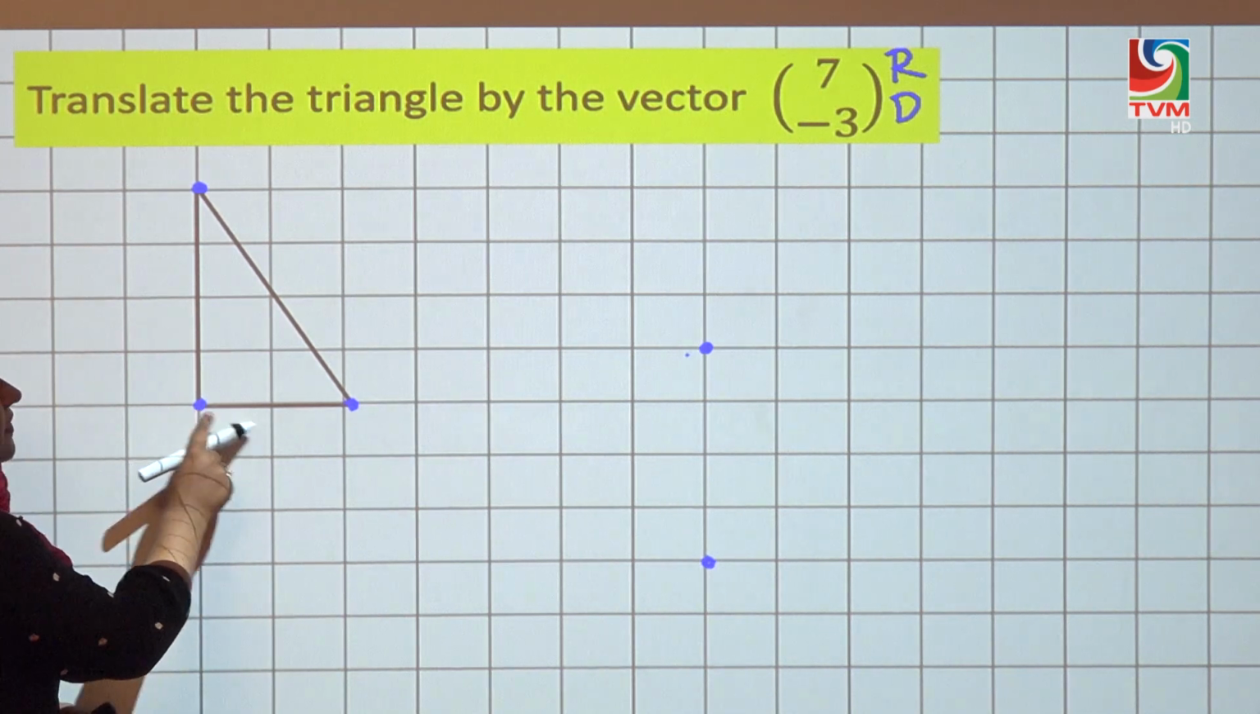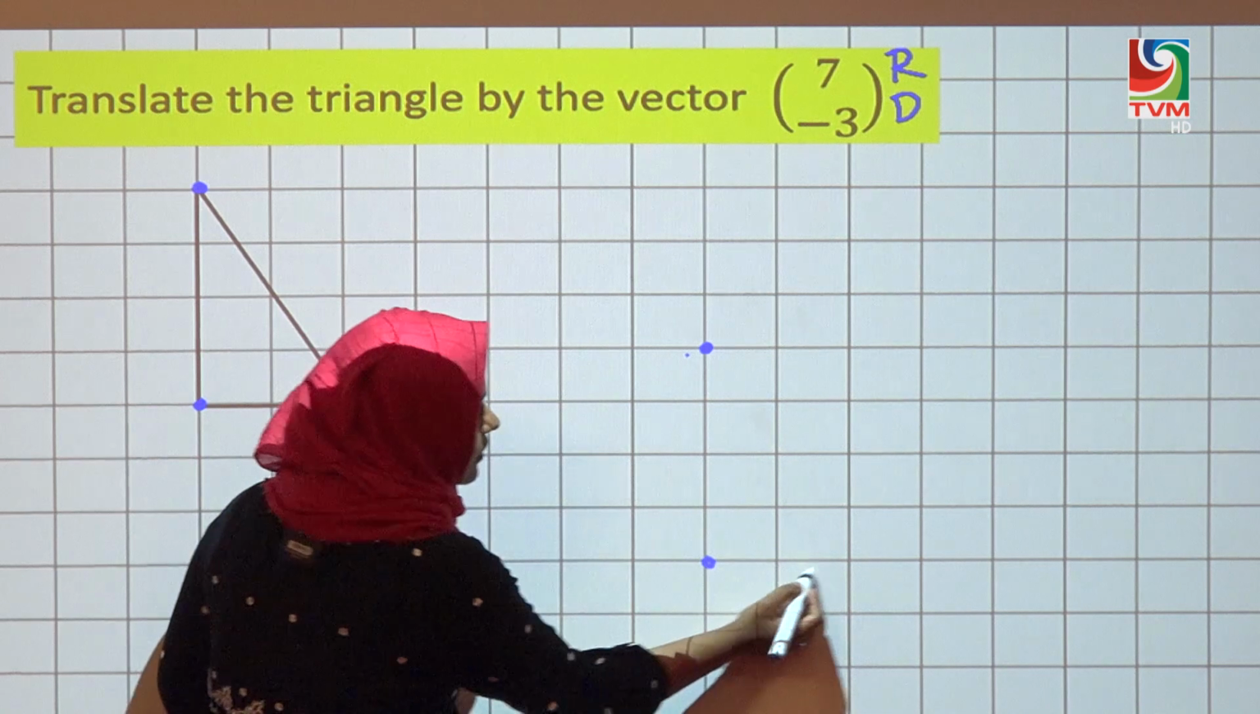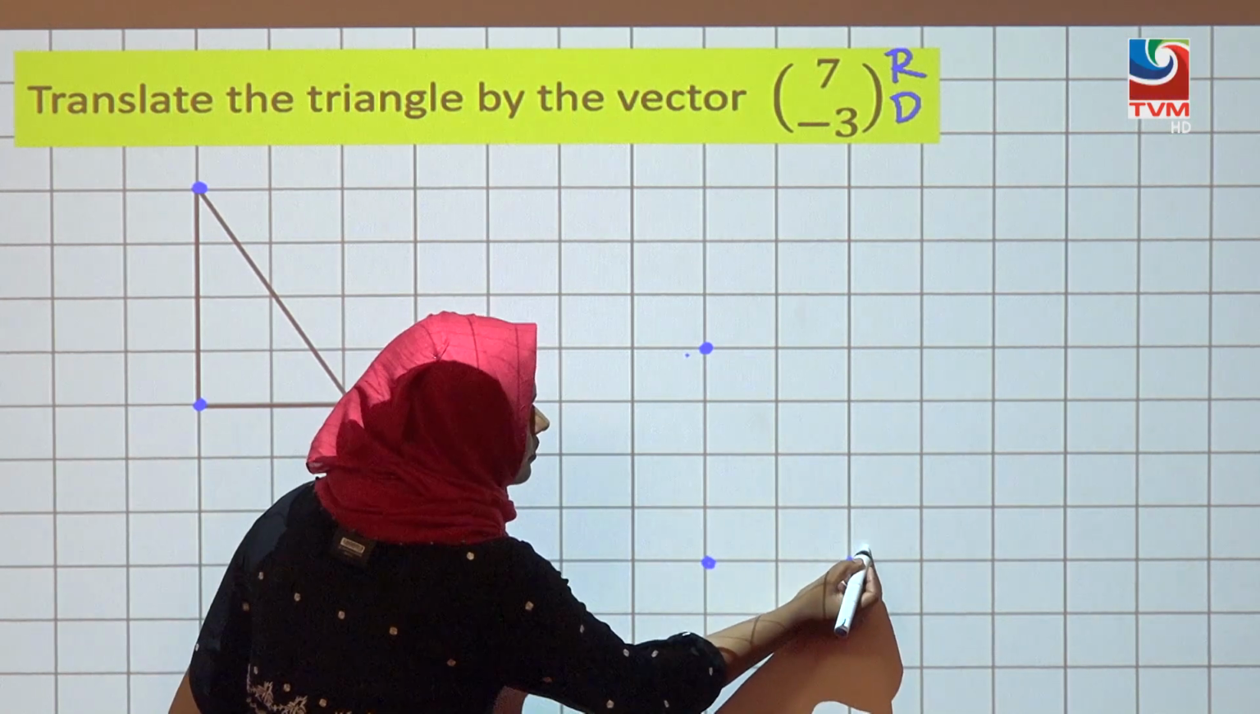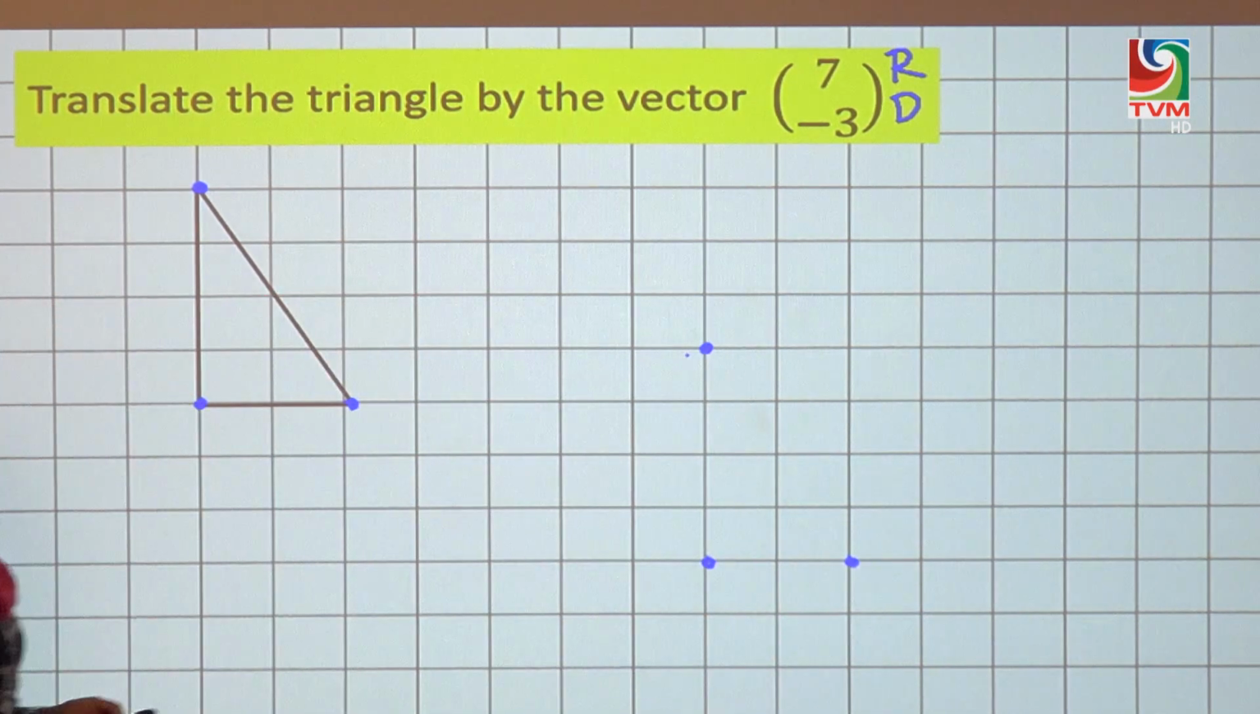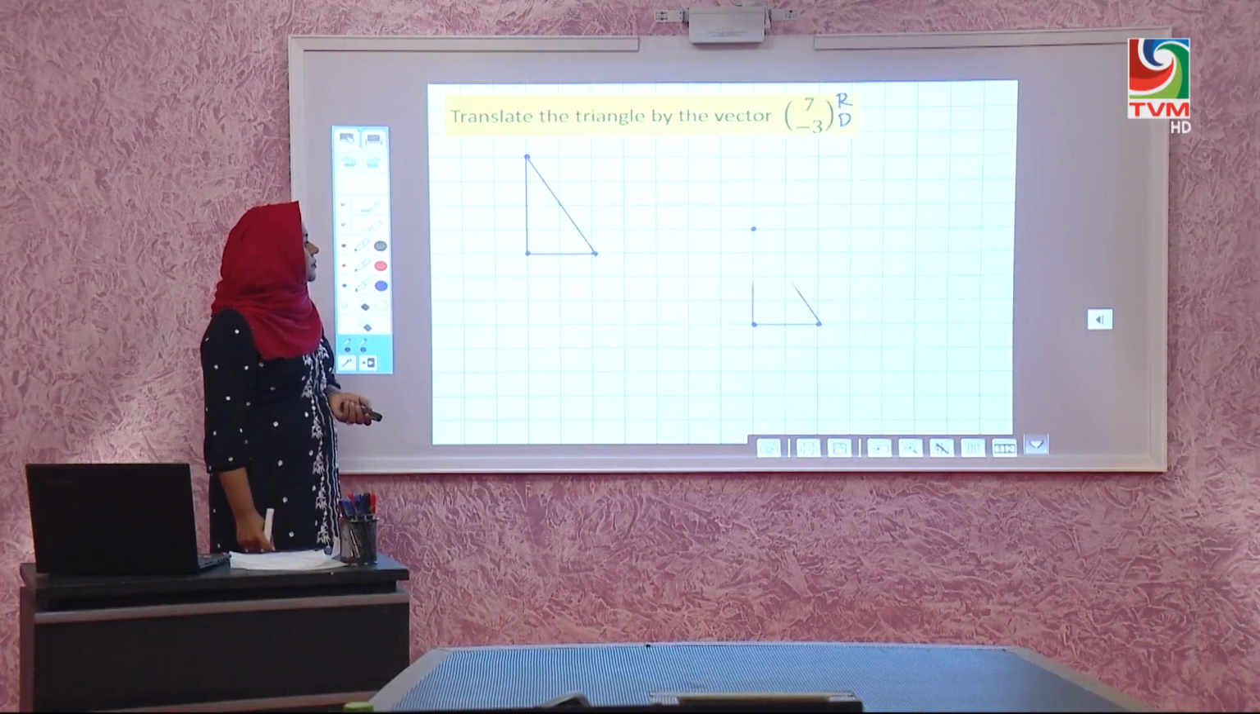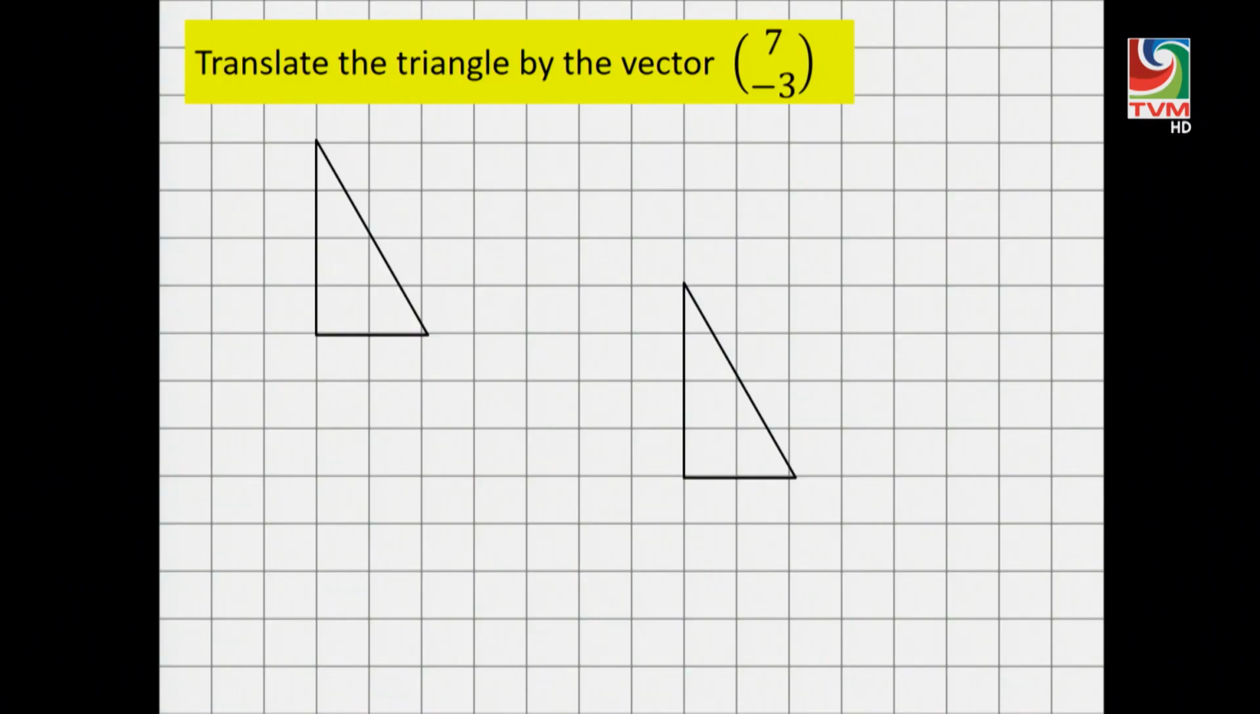From this point it is across 2 squares. So across 2 squares, the point goes here. So you can fill in the sides of the triangle. That is where the image goes.